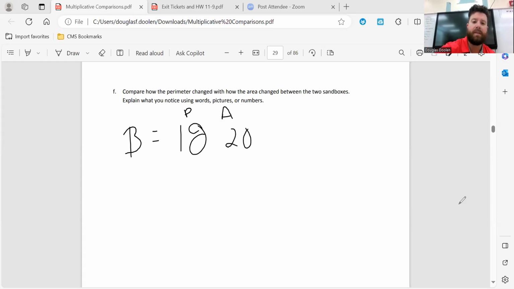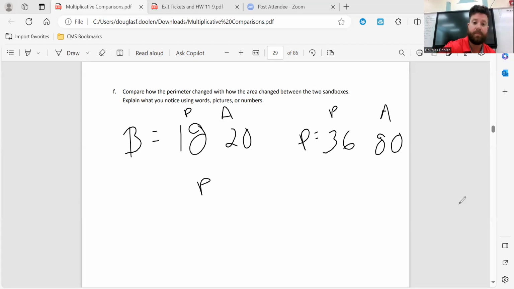And her area was 20, right? And then the park's perimeter, 10 and 8, that's 18, was 36. And the area was 80, right? Perfect. Okay. So compare. Comparing is when we're looking at two different things. We can do greater than, less than, or equal to. We can compare them by understanding, oh, hey, we multiplied by this, we divided by this. So compare how the perimeter changed with how the area changed.